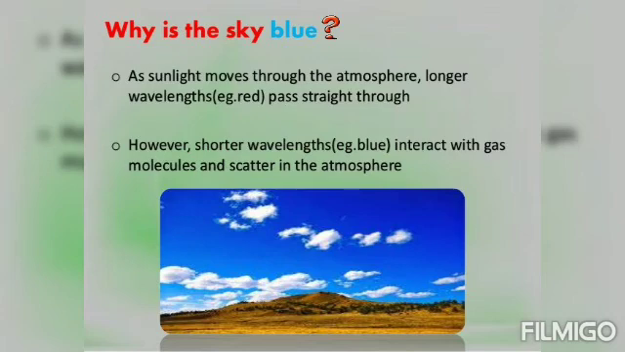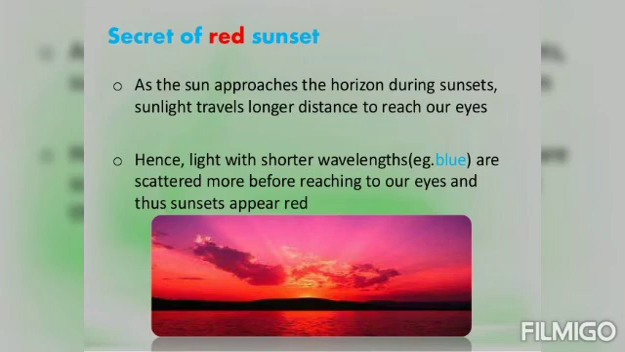So why? You will always write: blue color has the shortest wavelength, it scatters more. Red color has the longest wavelength, it scatters least. That is why red color passes as it is. It will not scatter. Now I'm coming to the next example, which is this.